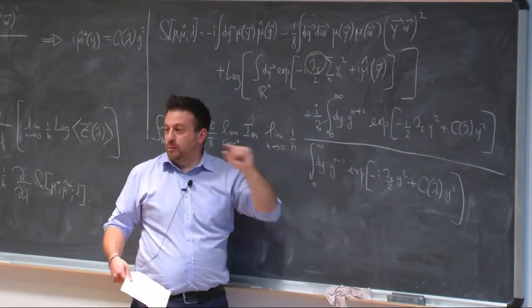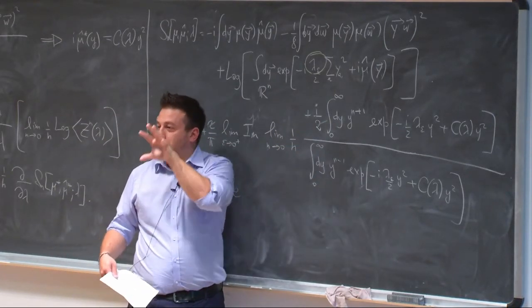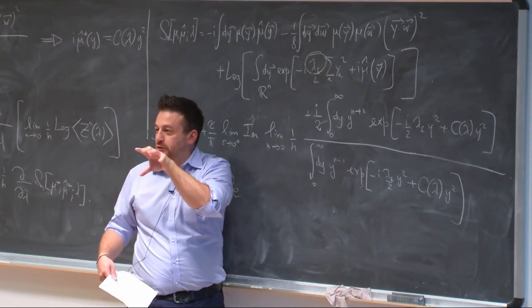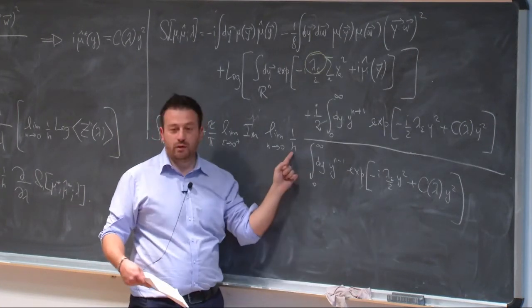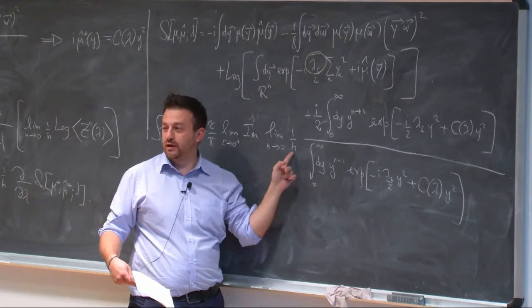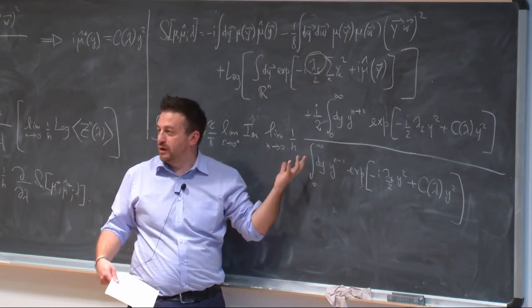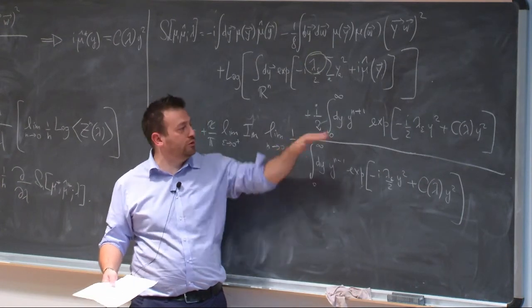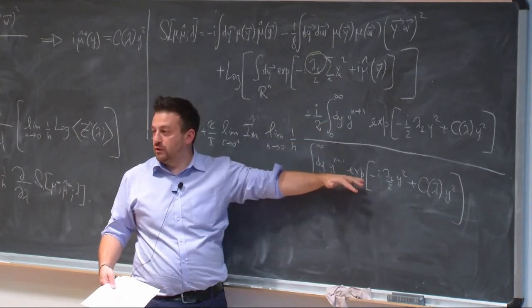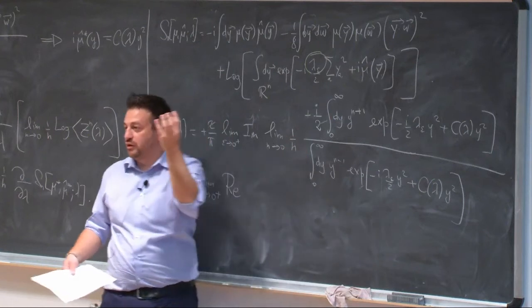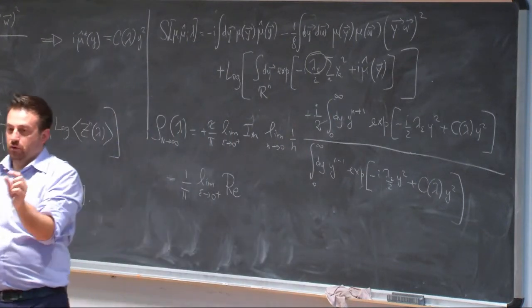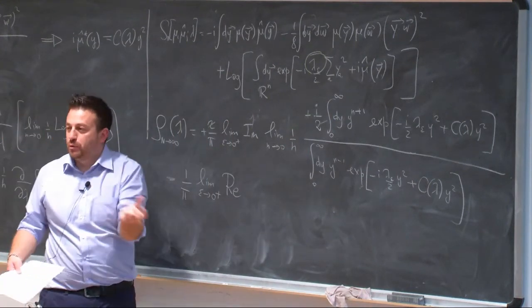The simple function will be little n times something. So this little n cancels with this guy, and you get a perfectly defined replica limit. Okay, so all you have to do is to compute these integrals, simplify them, and observe that the leading term for n to 0 is proportional to n.